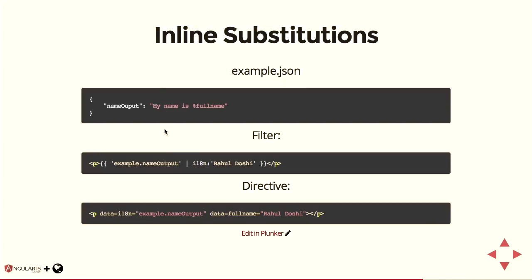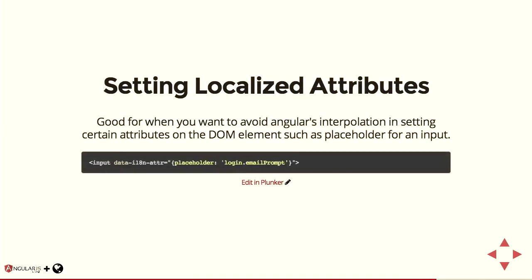This didn't work. So that's the first thing we want to do, right? The next thing is this is all well and good when you're just setting element text. But what about when you're setting other attributes, like in the case of inputs, most commonly, you want to set placeholder text. And you want the prompts to be localized as well, right? Like, please enter your username, please enter your password.